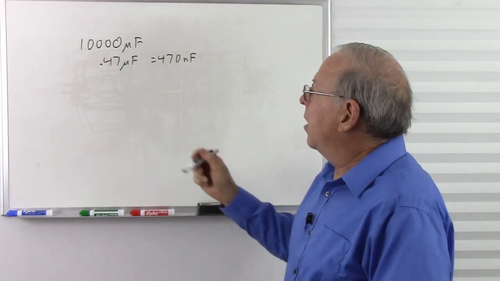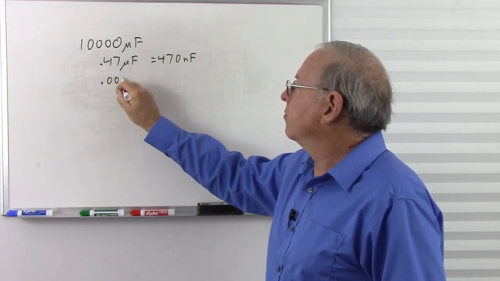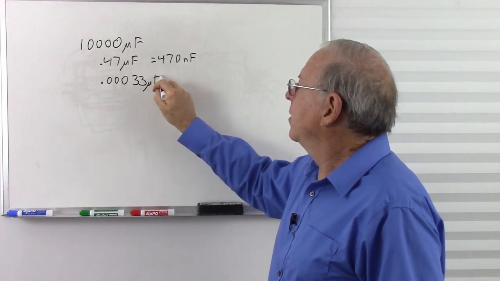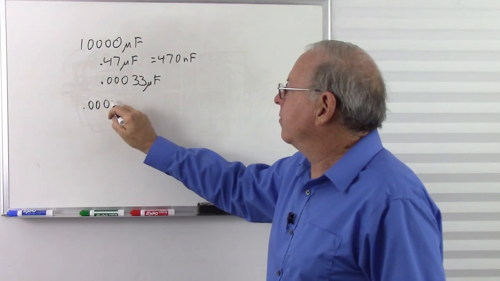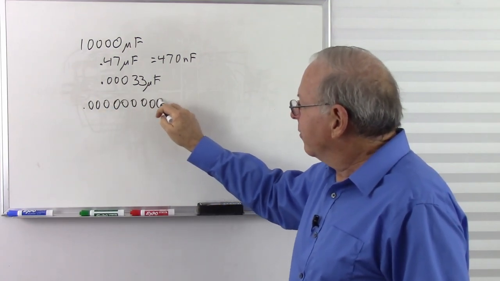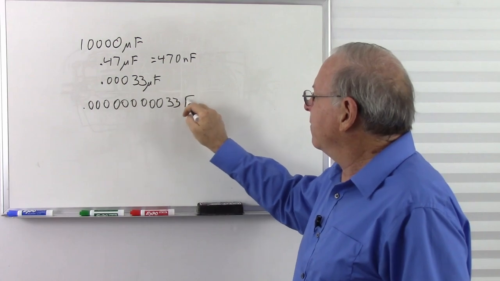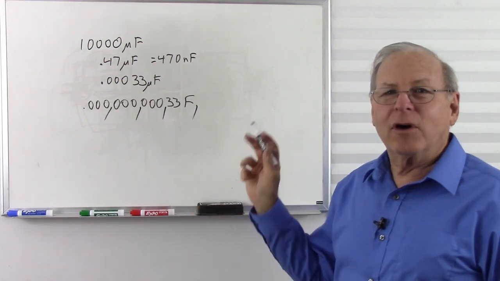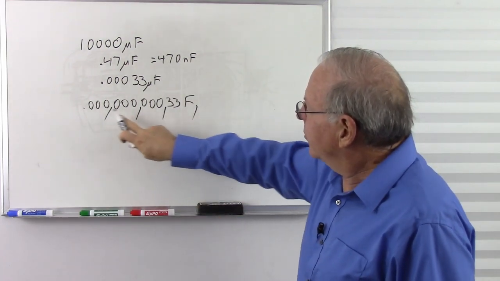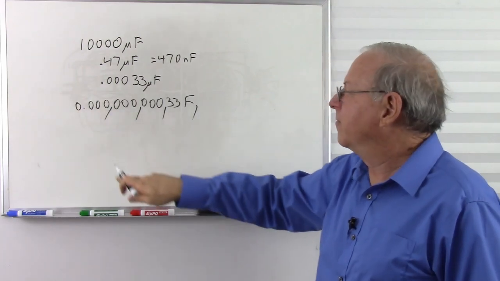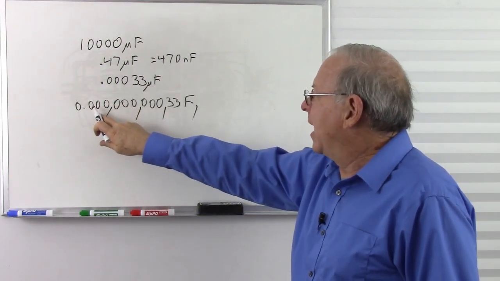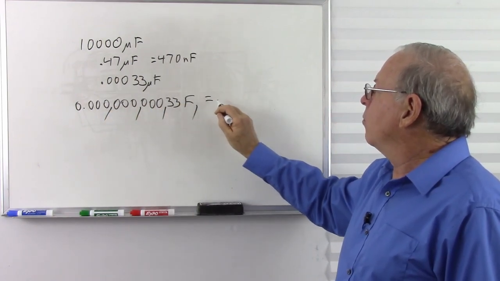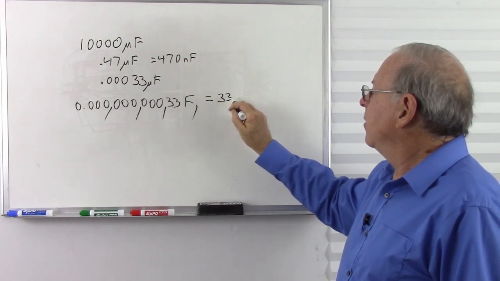What happens if we get even smaller? How about 0.00033 microfarads, which would be equal to 0.00000000000033 farads. What do we have there? Milli, micro, nano, pico. So those are picofarads. So this capacitor, just for good measure, put the leading zero there. So this capacitor with 0.00000000000033 farads is equal to 330 picofarads.